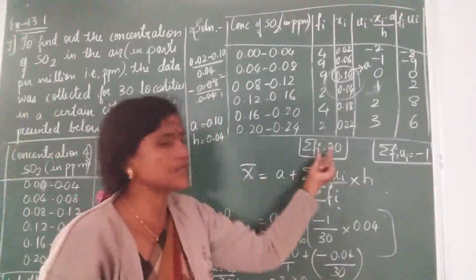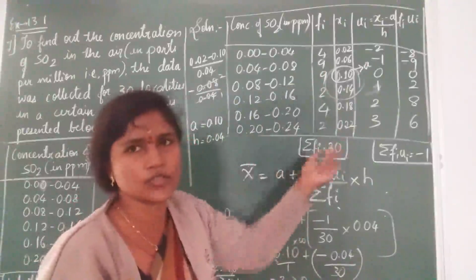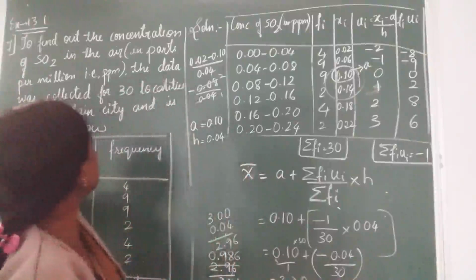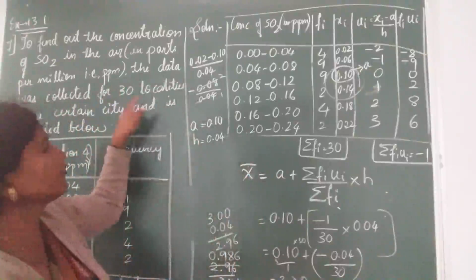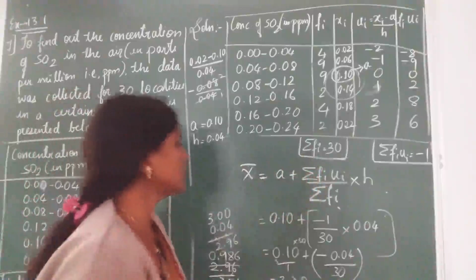Then the sum of the frequencies, that is summation of fi, is 30, because it is already known that the data was collected for 30 localities. That is nothing but the frequency. So the sum is 30.